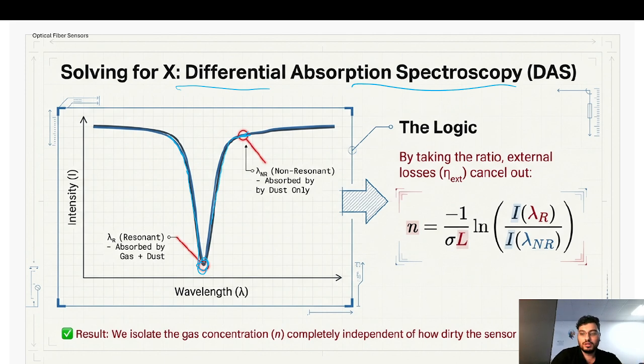So how do we get to know whether the gas is absorbing or the dust is blocking? We will have some kind of ratio. External losses we can calculate: n external equals -1 by sigma L times ln of the intensity at lambda r, where r means resonant, over the intensity at lambda nr. So it can be easily understood how much intensity is reduced because of the gas.